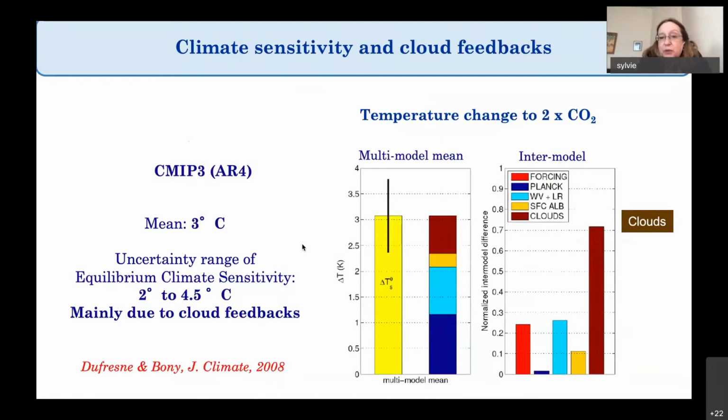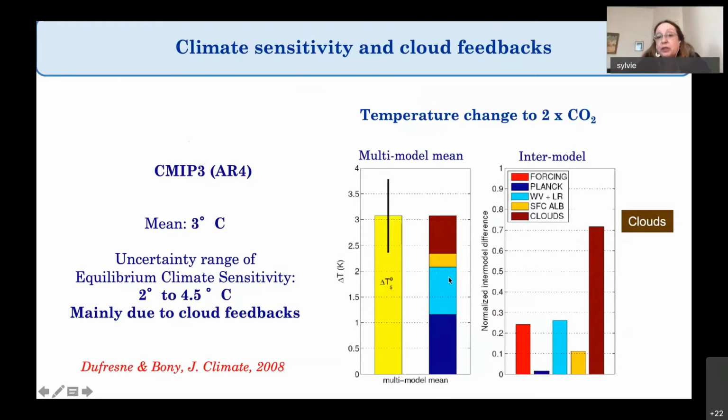The first answer, which is the dark blue, this is the Planck answer. So it's just the fact that if you increase the forcing, so 4 watts per meter square for a doubling of CO2, you will have a 1.2 degree C answer. This is the direct radiative answer. Then you have the feedbacks above that. The light blue are the water vapor. If you increase temperature, you allow the atmosphere to have more water vapor. Water vapor is the first greenhouse gas. You will further increase to up to 2 degrees the answer.